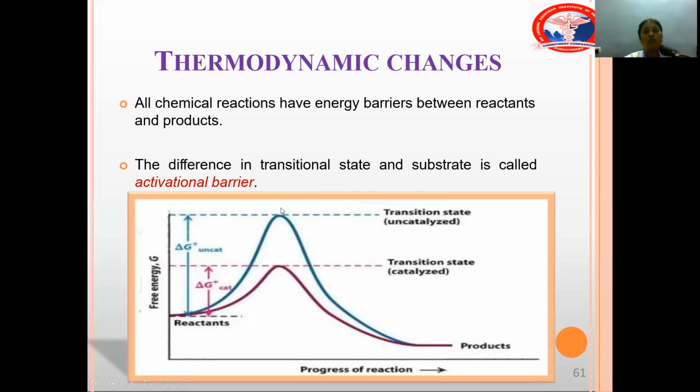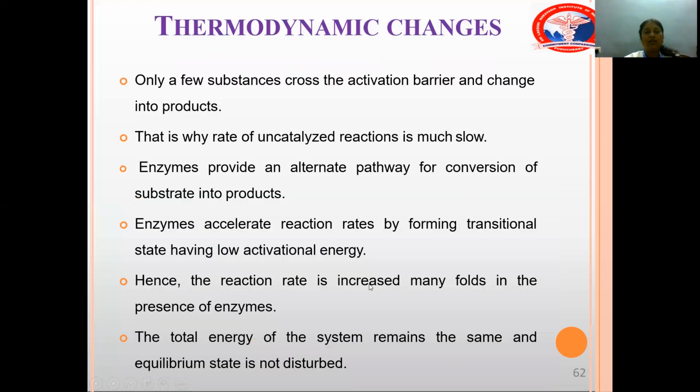We want the molecules which are participating in the reaction to overcome this activation barrier so that it can ultimately result in product. What happens during the thermodynamic changes in a reaction is that only a few substances will be able to cross the activation barrier and change into product. That is why the rate of an uncatalyzed reaction is much slower as compared to an enzyme catalyzed reaction, whereas enzymes provide an alternate pathway for conversion of substrates into products.